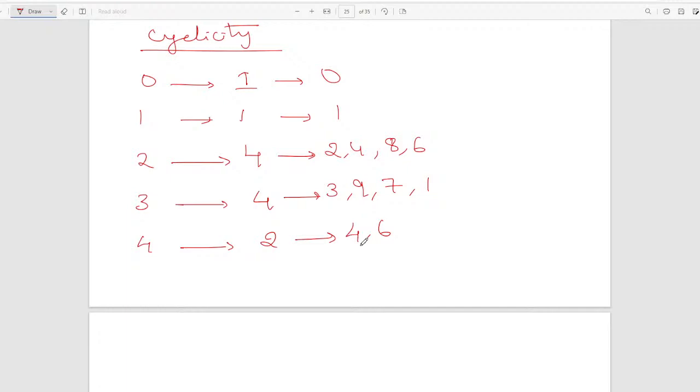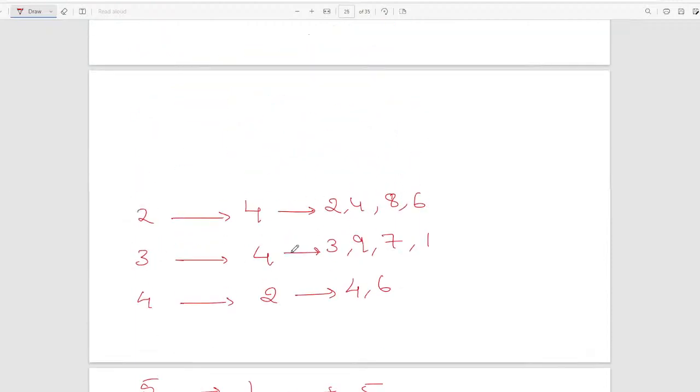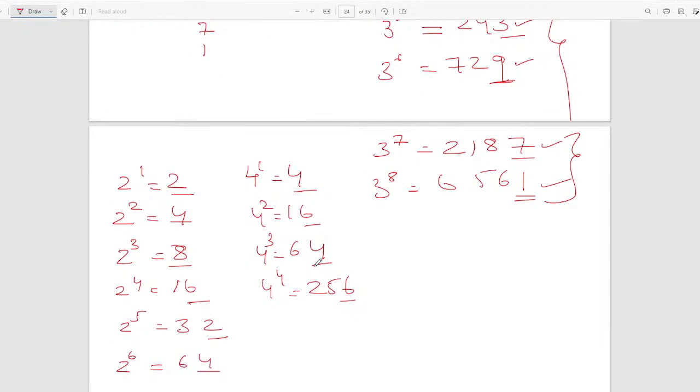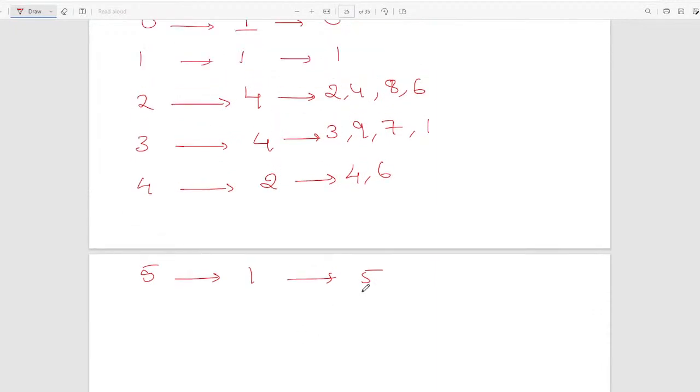And 5, cyclicity is 1, it is 5. The unit digit doesn't change. For example, 5 raised to 1 is 5. 5 square is 25. 5 cube is 125. So every time the digit is the same. So cyclicity is 1, and the digit that is repeating is 5. For 6, the cyclicity is 1, and the digit that is repeating is 6.